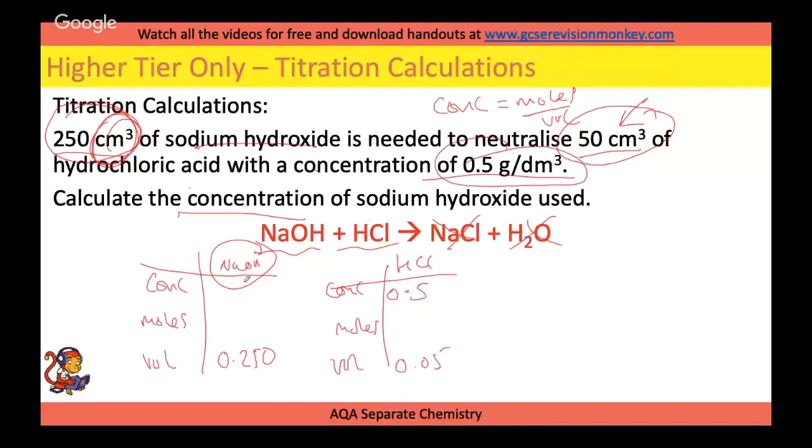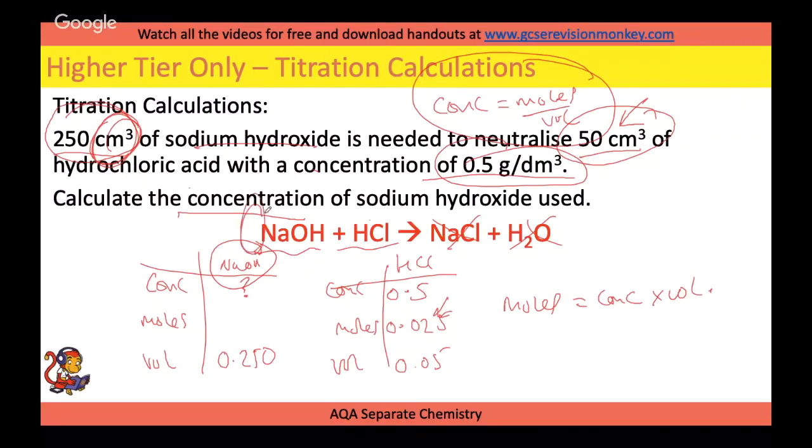Now we need to calculate the concentration, so I always put a question mark over the one I need to calculate, sodium hydroxide. Using the equation, concentration equals moles over volume, if we rearrange that, we can calculate the moles. Moles equals concentration times volume, and put that one in. So multiply those two together and we get 0.025.